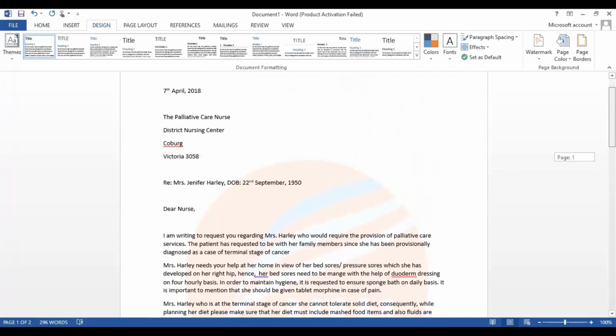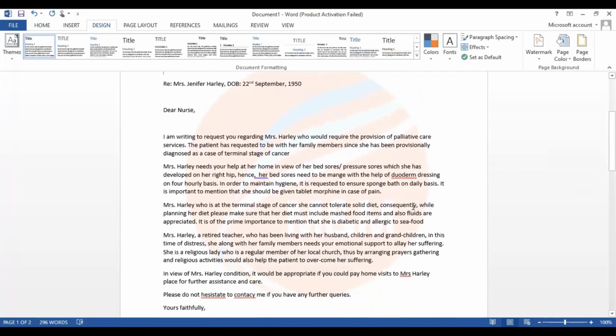So now we can see we have the date format and the address format, there is no comma. We can write down regarding over here the name of the patient, date of birth or age. We can put a space over here. And Dear Nurse can be written, with one space between each line. Then we have to write down the introduction. Okay, Ms. Harley, who would require the provision of palliative care services. We can see that both of the things have been addressed.